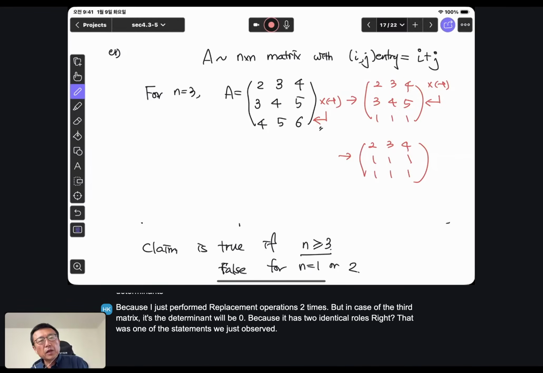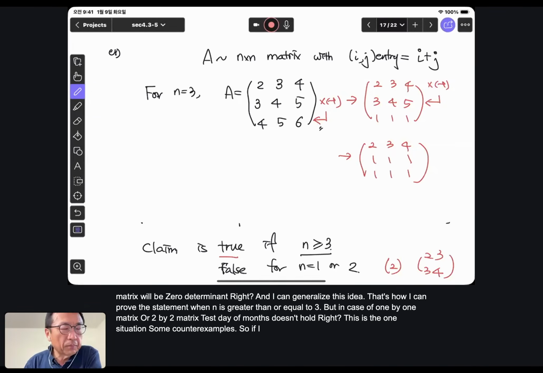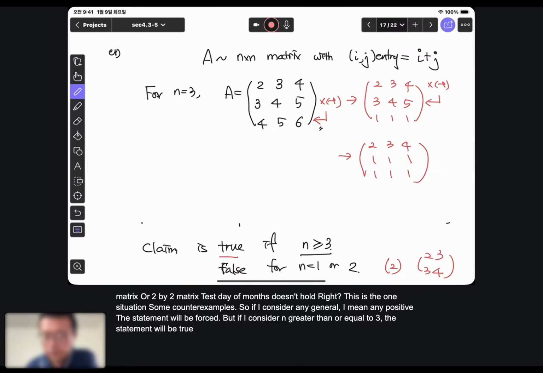And I can generalize this idea. If I consider any positive n, the statement will be false. But if I consider n greater than or equal to 3, the statement will be true, right?